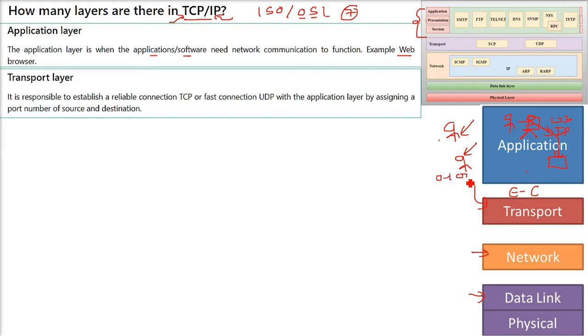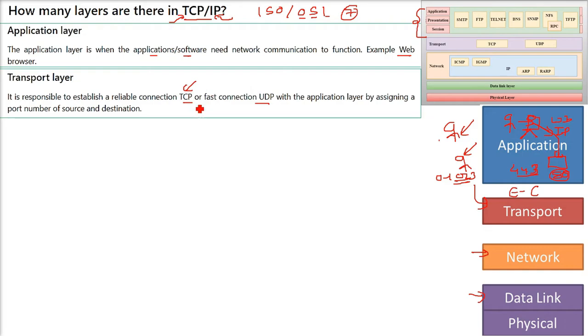These are the port addresses I am talking about, because an IP address is the specific address of a computer on the internet or on the intranet. But the port is very important, because you are not sending it to the system, you are actually talking to a process. So a web browser will be talking to the web server process on the other system. That is called process-to-process communication. It is responsible for establishing a reliable connection if you are using TCP, or a fast, unreliable connection, which is UDP, with the application layer by assigning a port number of source and destination.